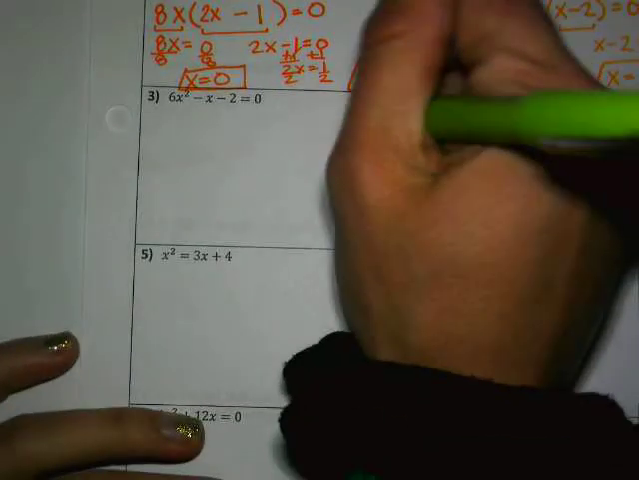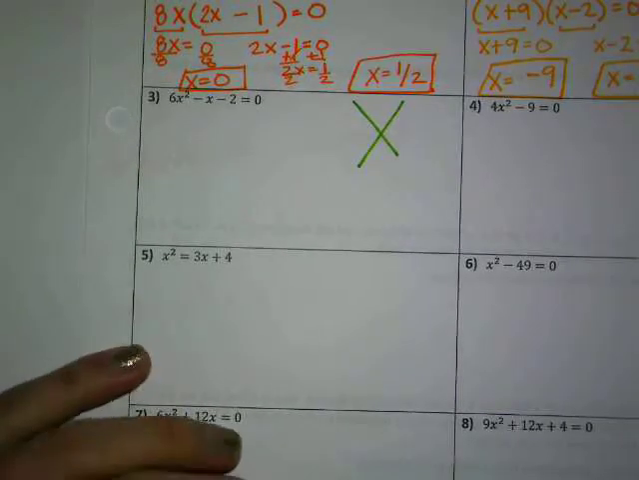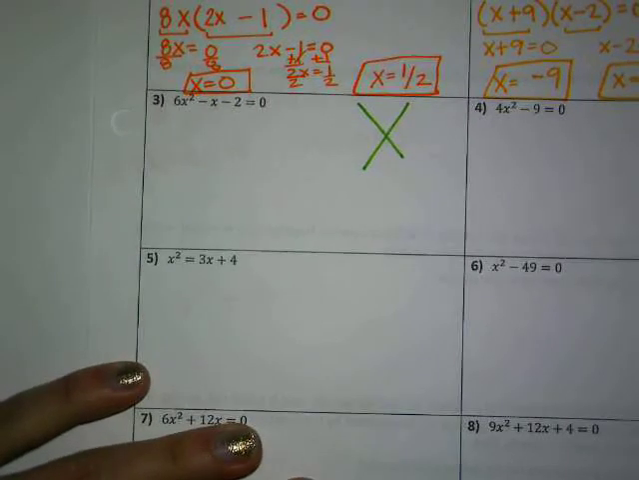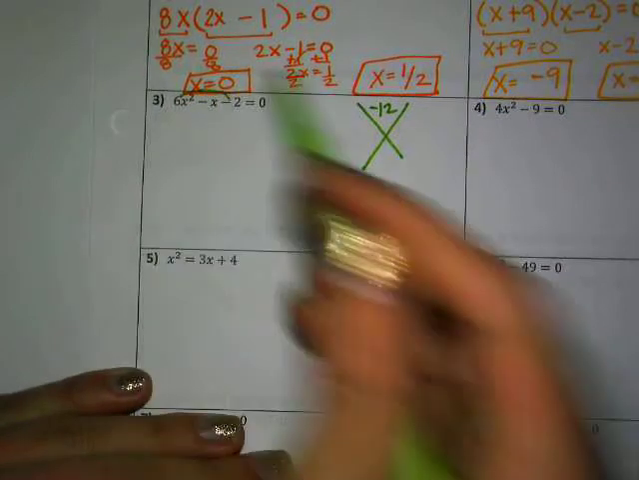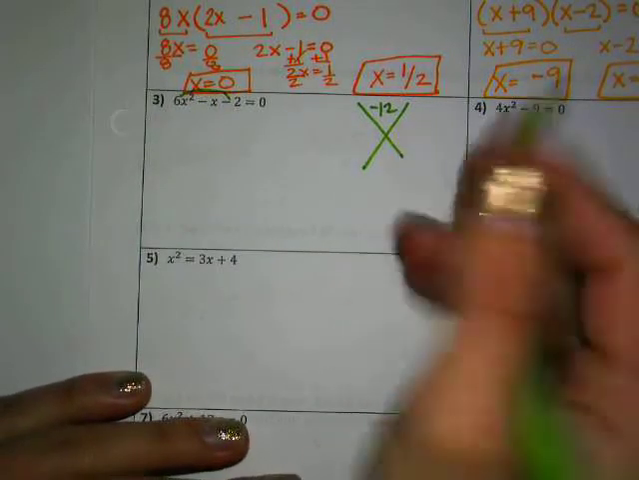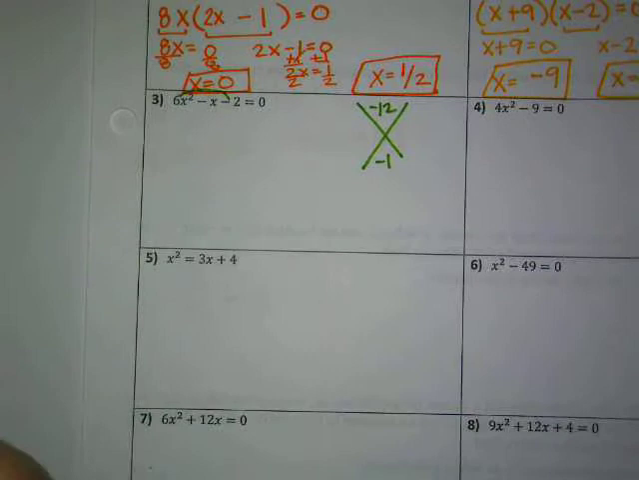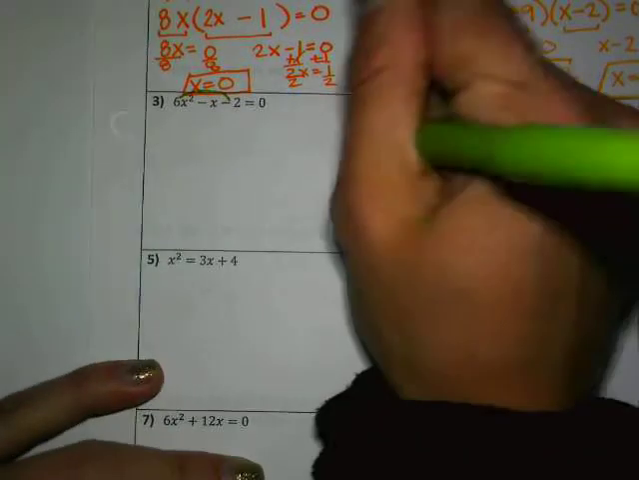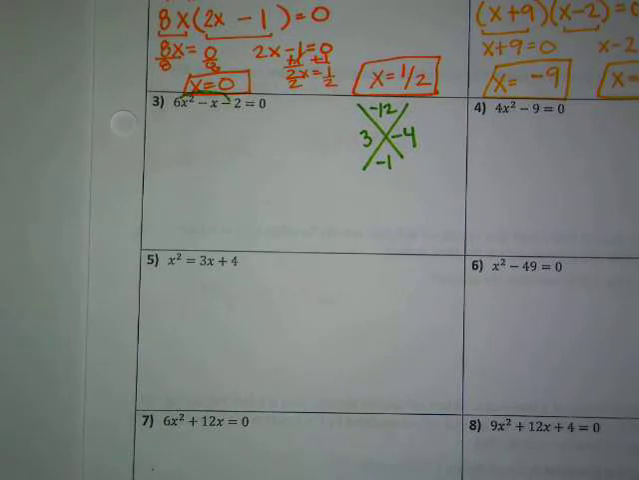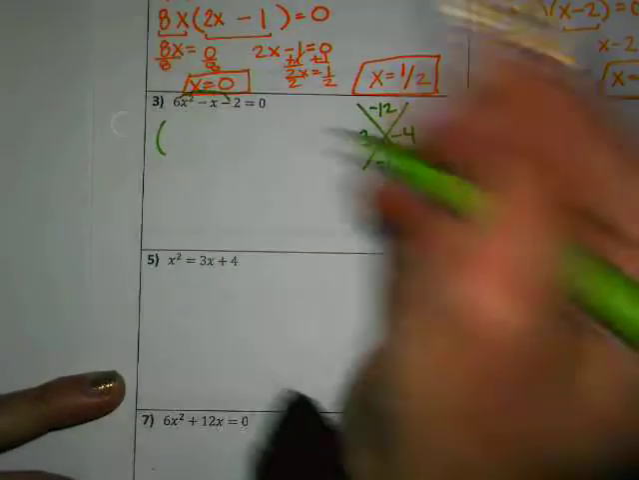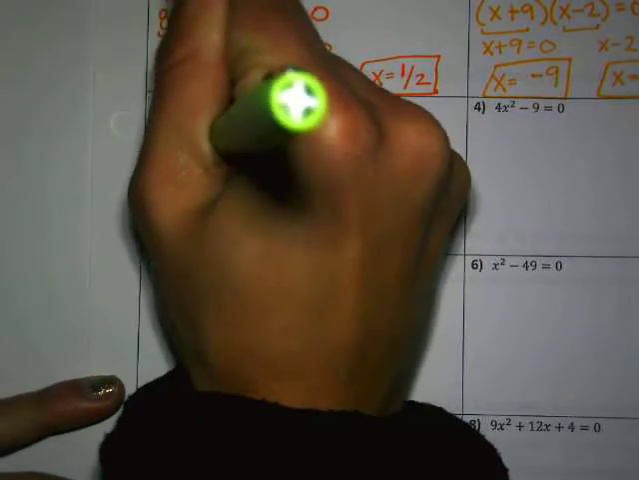There's 3 terms, so I'm going to do the x. What number goes on top? Negative 12, because we're doing 6 times negative 2. What number goes on bottom? Negative 1. So, what 2 numbers multiply to give me negative 12, but add to give me negative 1? 3 and negative 4. So, x plus 3, x minus 4.